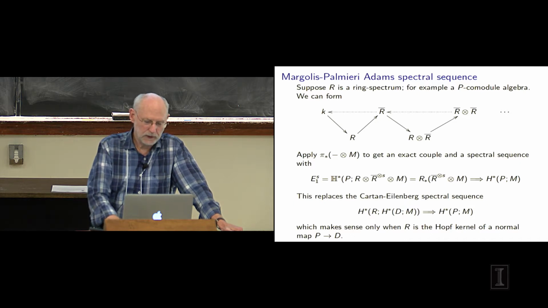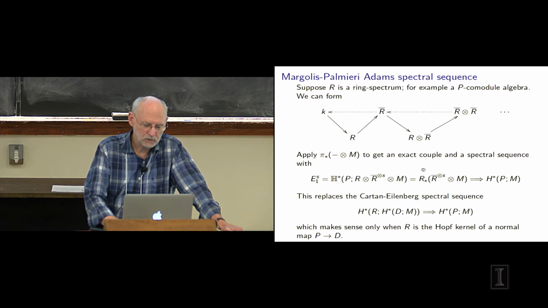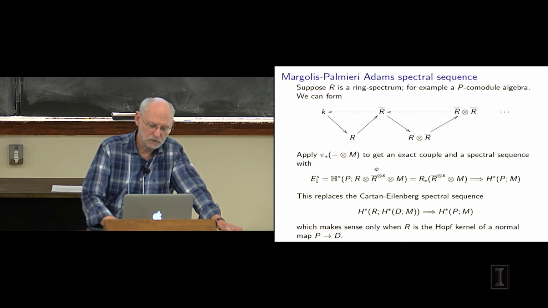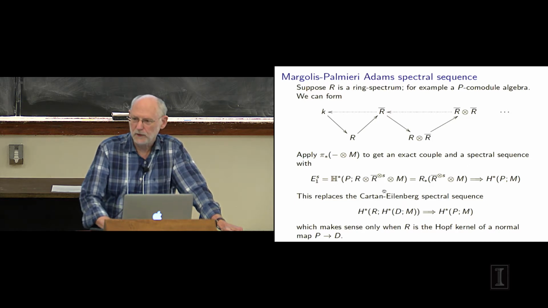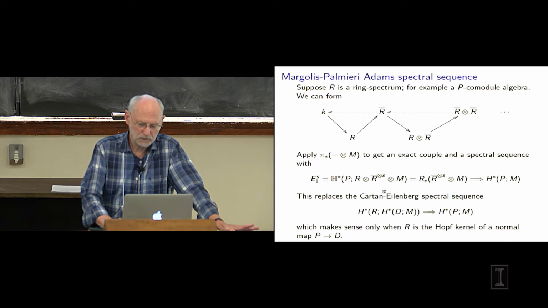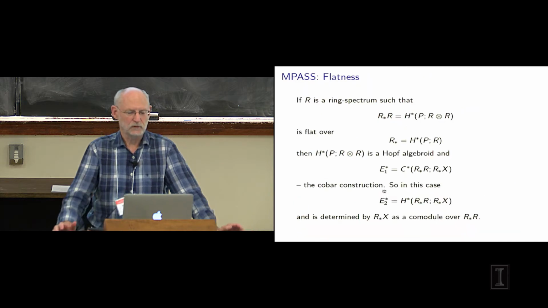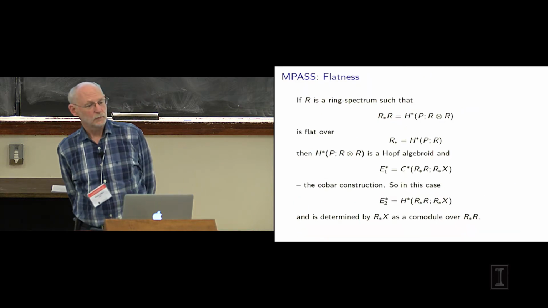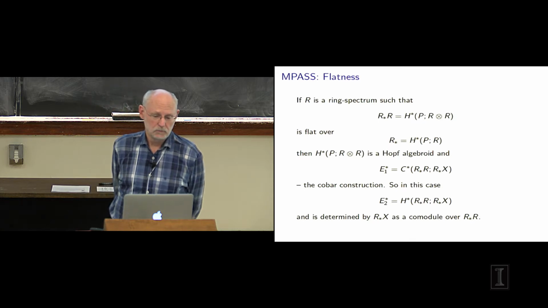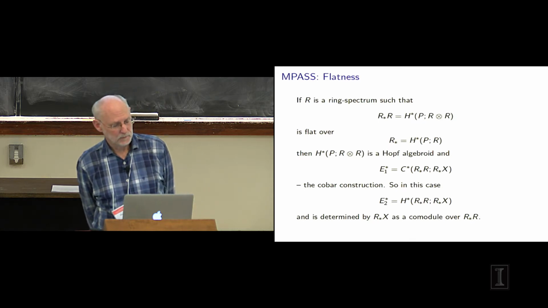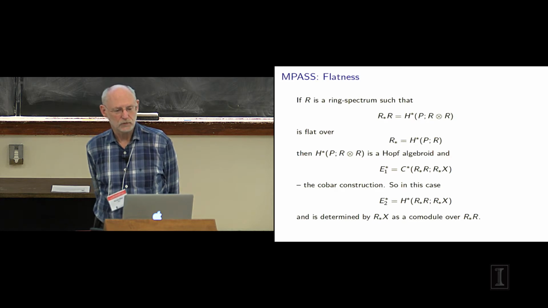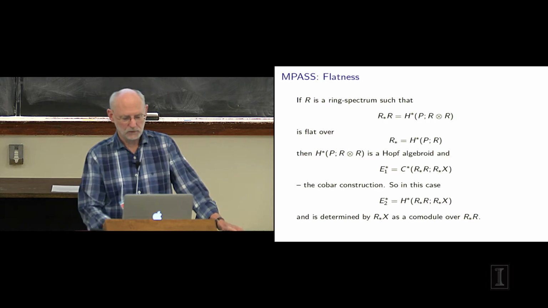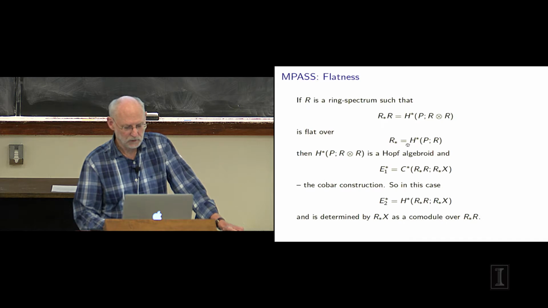Well, again, there's big tensor powers. Mark was very accurately describing how evil these things are. So you'd like to get rid of them somehow. And the way to do that is to hope that we have a similar kind of flatness assumption. So suppose that R is a ring spectrum in this category, and that the self-homology is flat over the coefficient ring.